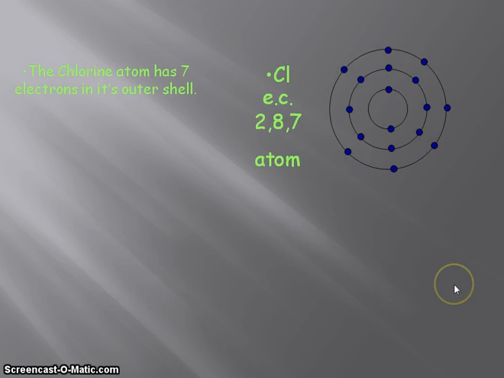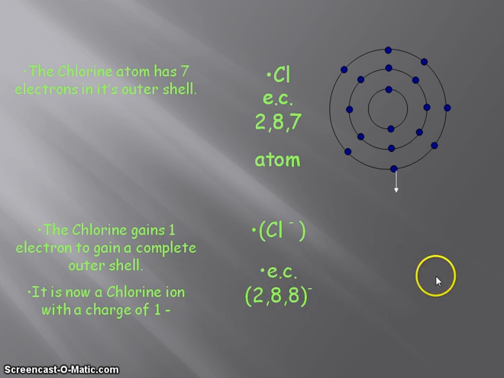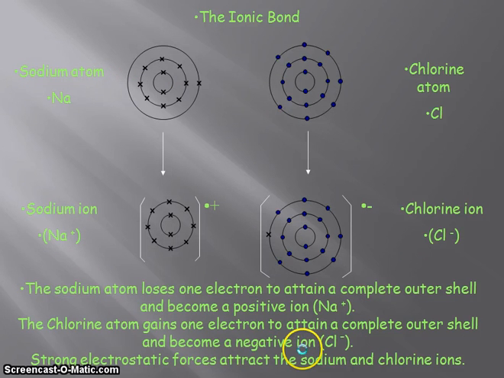You can see here chlorine. This has 2, 8, 7. It needs one electron to gain a complete outer shell. It is now a chloride ion with a charge of 1 minus. Chlorine 2, 8, 8, this one, and there is a formation of sodium chloride.